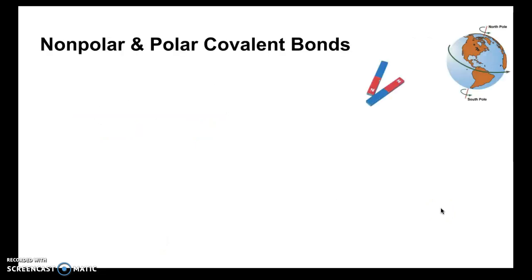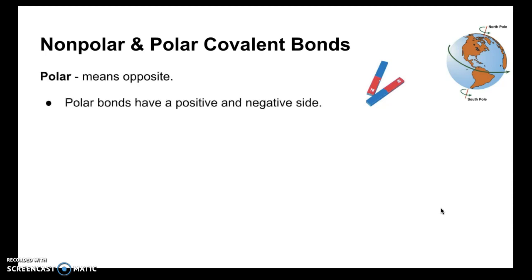The final thing I want to talk about for bonds and bond representation is nonpolar and polar covalent bonds. And polar essentially means opposite. Polar bonds would have an opposite side, like a positive side and negative side. So similar to the way that a magnet has a north and south pole, or the Earth has a north and south pole, a polar bond would have a positive side and a negative side.